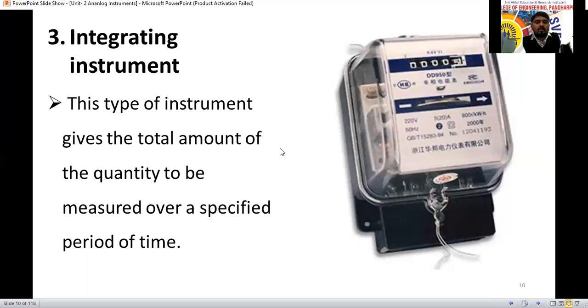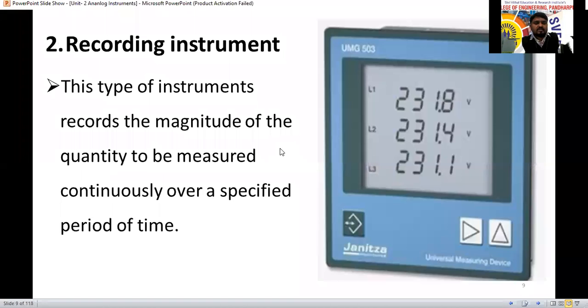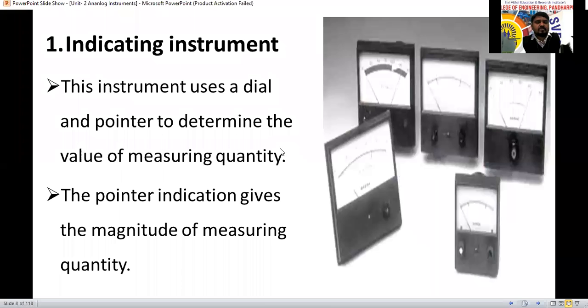Okay. So out of these three instruments, we are going to concentrate much on the indicating instruments only here. So the chapter name is analog only. What is the chapter name? Analog instruments. This is analog or digital? Analog. Just a minute.